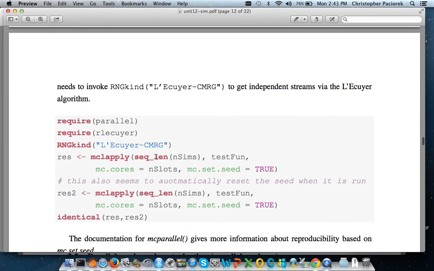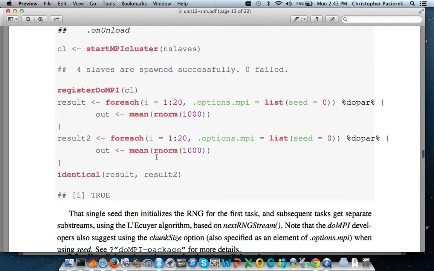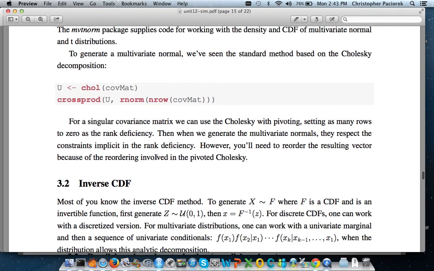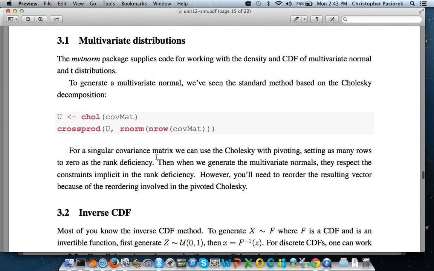So yeah, I don't think I want to go through any of the syntax here. There are a lot of different examples if you were actually doing this in practice. Okay, so let's move on to other methods of generating random numbers from particular distributions.